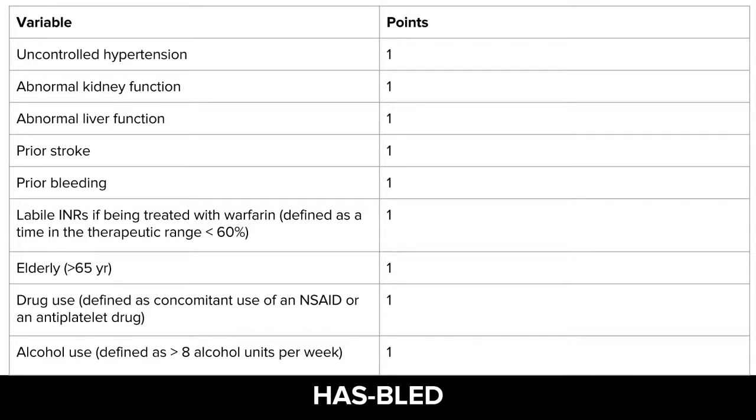The acronym HAS-BLED means H for hypertension, A for abnormal renal and liver function, S for stroke, B for bleeding, L for labile INR, E for elderly, and D for drugs and alcohol. 1 point is given for each risk factor.